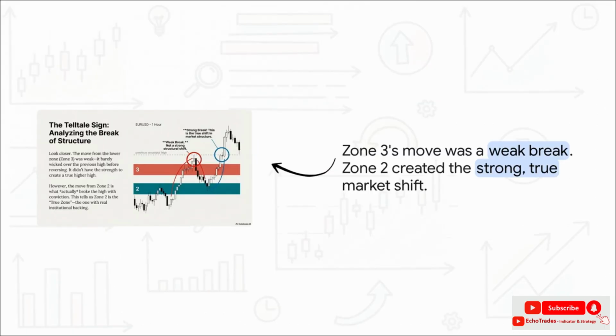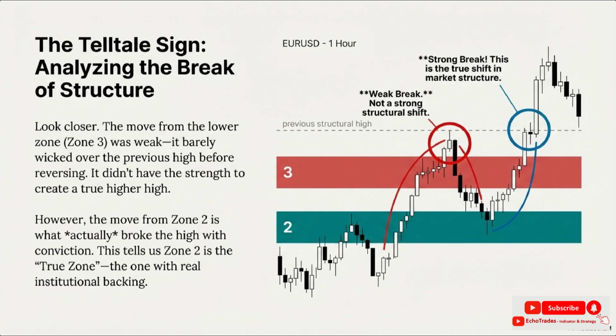Let's really zoom in and look at the chart. The move that started from Zone 3, look at the break it created. It was weak. It just barely wicked over the previous high. But now, look at the move that came from Zone 2. That is what created the strong break, the one with a full body closing above the structure. And that is our clue. That tells us Zone 2 is the true zone. That's the one with the real power behind it.